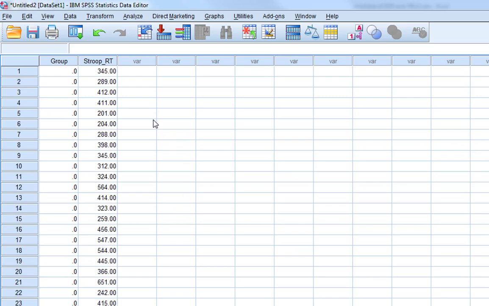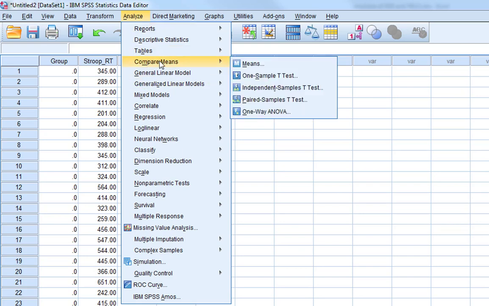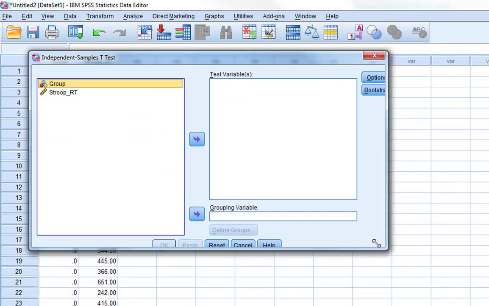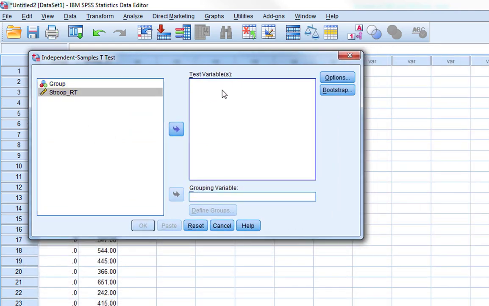In order to analyse this data, it's a relatively straightforward task. We go to Analyze, Compare Means, Independent Samples T Test, and this gives us our independent samples window. You can see we've got test variables and we've got a grouping variable. You can run multiple t-tests at once in this, but we're only going to look at one at the moment. So our test variable is our dependent measure, which is Stroop reaction times, so we put that in there. And then our grouping variable, so this is our independent variable. And you can see when I click it across, it puts two question marks in, because this is where you have to define the two groups.